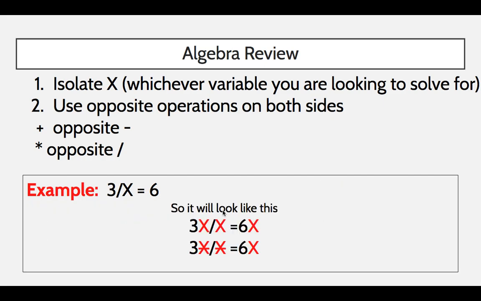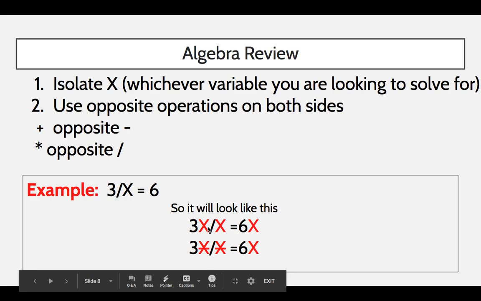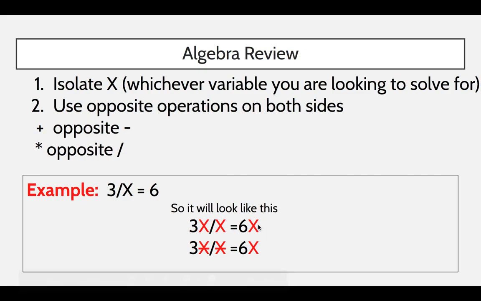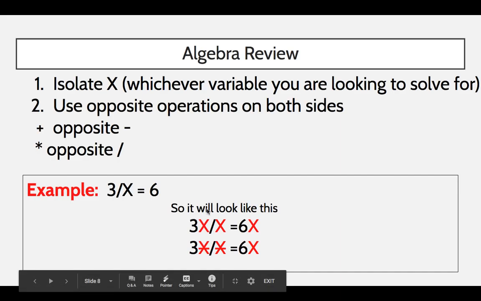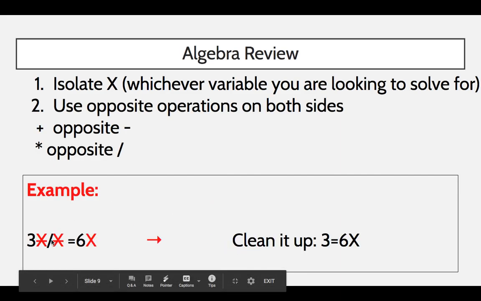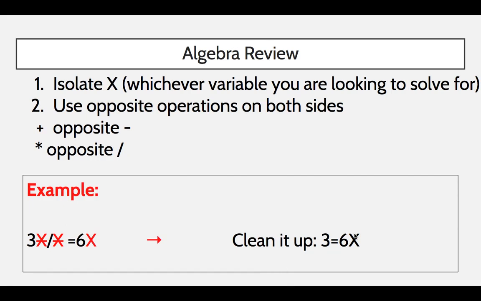So if we do that, we take x and multiply both sides. And then because x over x, we can cancel them out. It's going to look like 3 equals 6x. So if we clean it up, it might be helpful for you to grab a paper and a pencil and write that down and make sure that you're getting that expression.